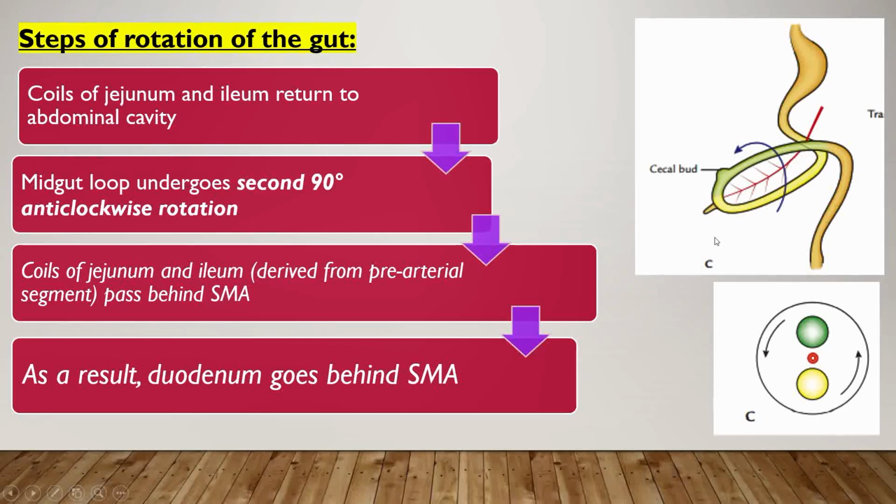Now we already have seen in the previous slide that the pre-arterial segment was on the right side. Because of another 90-degree anti-clockwise rotation, the pre-arterial segment came below the superior mesenteric artery from the right side, and the post-arterial segment went above the superior mesenteric artery from the left side. So now the coils of jejunum and ileum, which are derived from the pre-arterial segment, are passing behind and beneath the superior mesenteric artery. So duodenum will go behind the superior mesenteric artery.